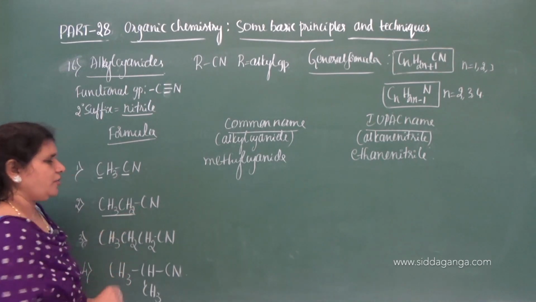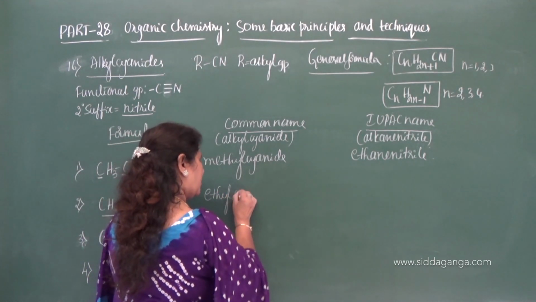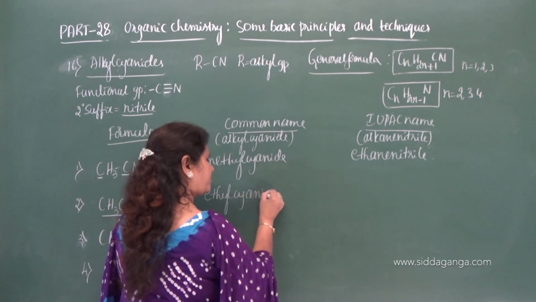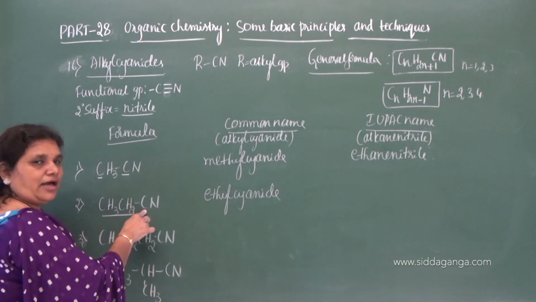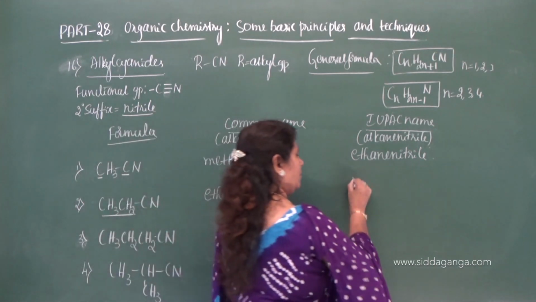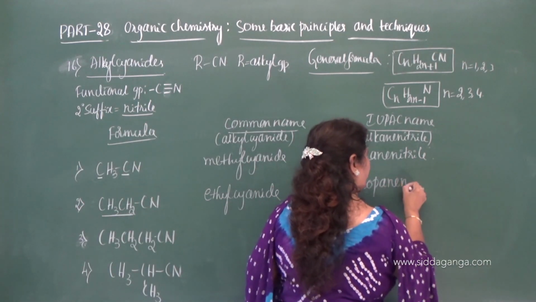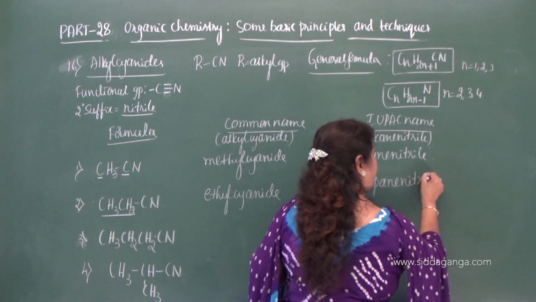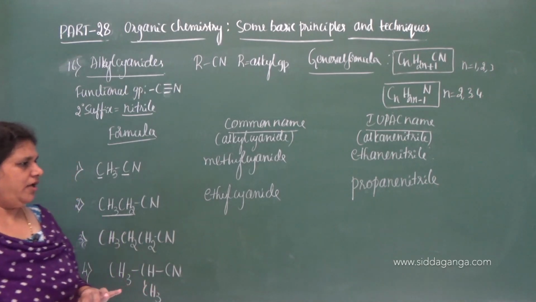Similarly, what is this group? Ethyl group, and the name is ethyl cyanide. Ethyl cyanide. Total 3 carbon atoms, therefore propane nitrile. Propane nitrile. Okay.